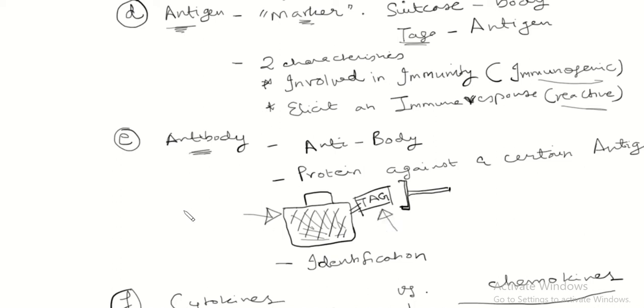So this is the suitcase, and it could be a body cell, my cell, or it could be bacteria, or it could be anything else. What's the tag? It's the antigen on this suitcase. So it's got my address, my name, and that's how you recognize, hey, this suitcase belongs to Prashant.